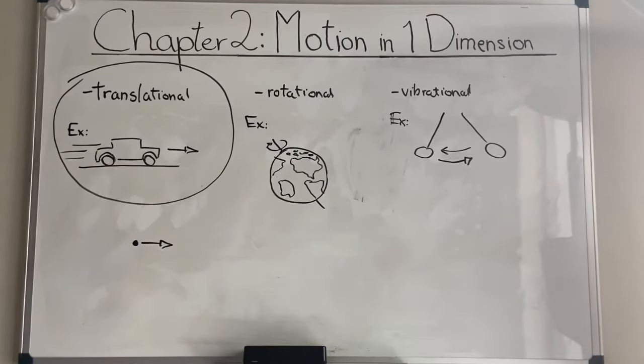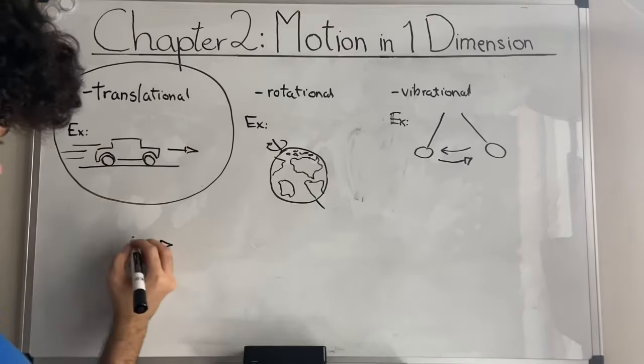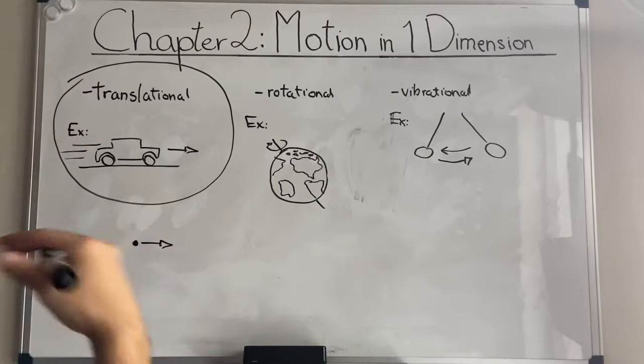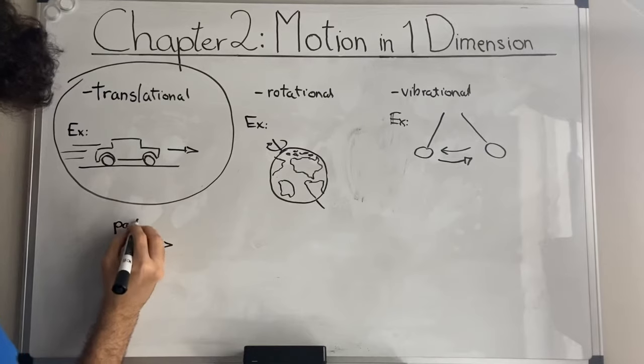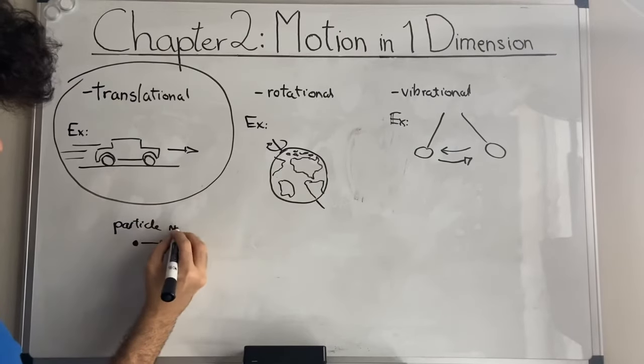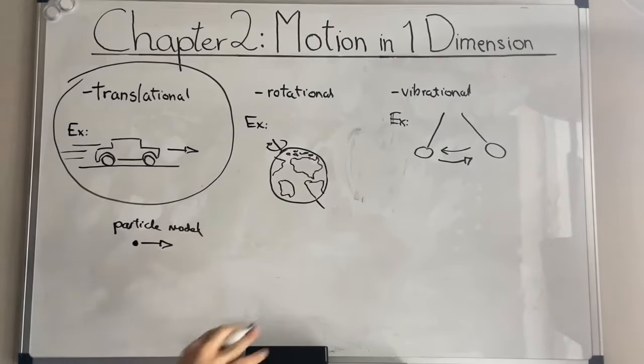And so a particle is like a point-like object, an object that has a mass but is of infinitesimal size. I always mess up that word. So it's extremely small, but it does have a mass. And that's what we're going to work with for the next few chapters. And we're going to call that the particle model. Right? All right. That's great.